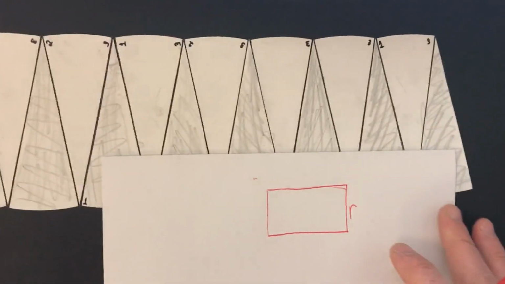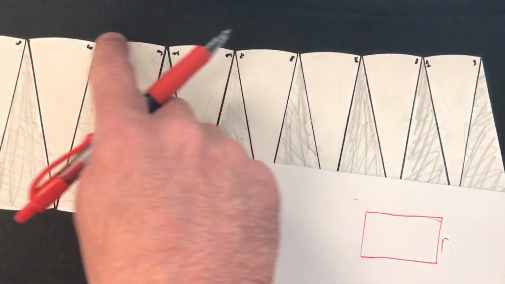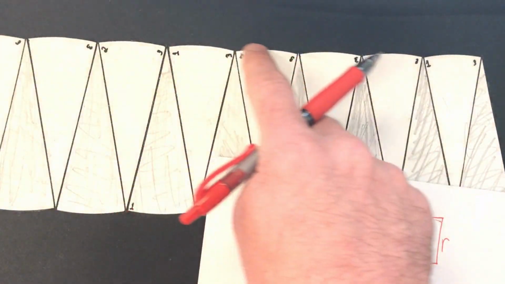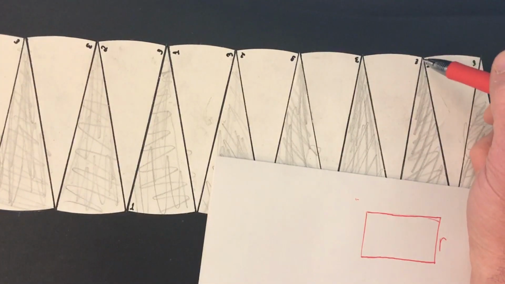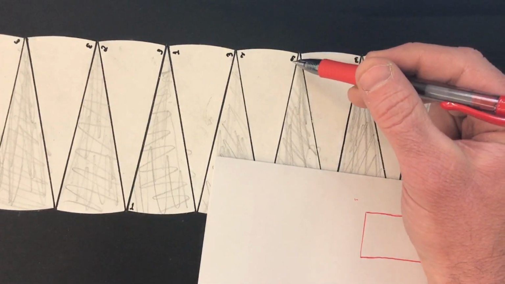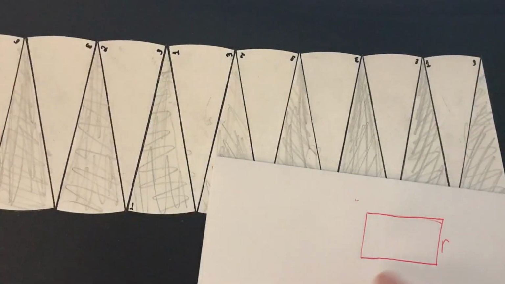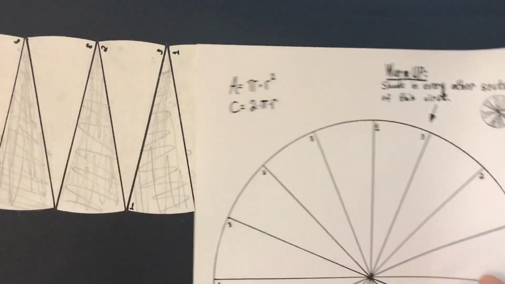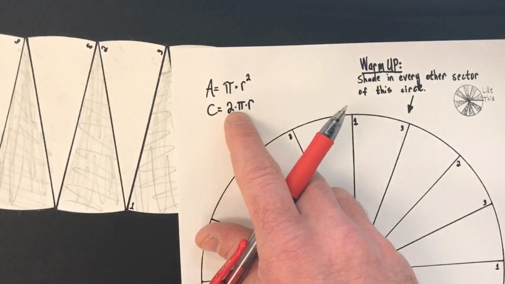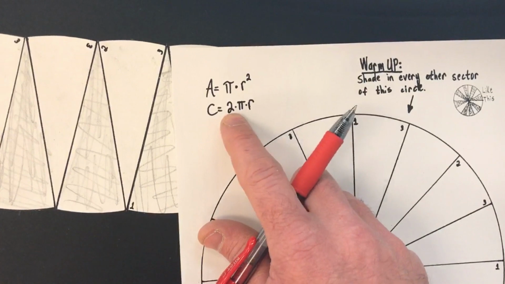Okay. Now let's think about the length of it. So the length of the rectangle right here. What was this on the circle? It was the outside of the circle, right? So what is that whenever we're talking about going around the circle? What do we call that? It's circumference. And on this paper right here, I reminded you what the circumference formula is: 2 pi r. So the circumference is 2 pi r.